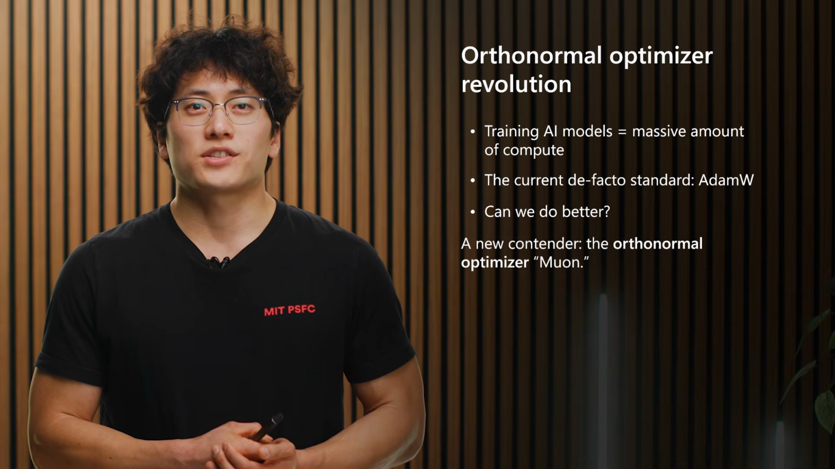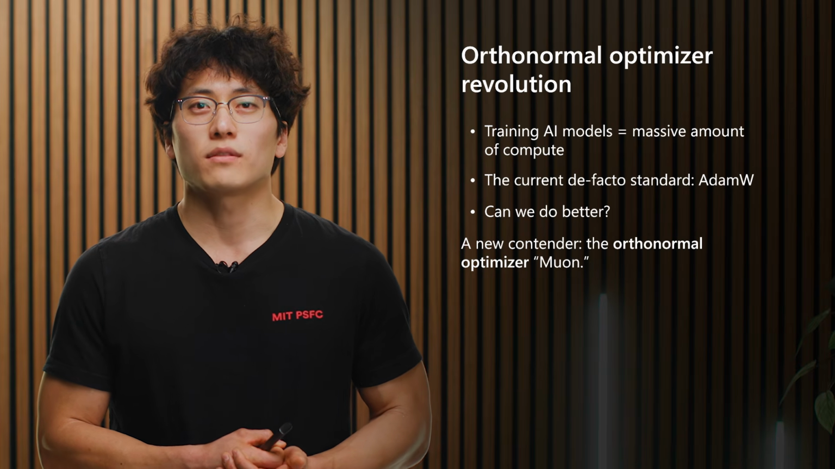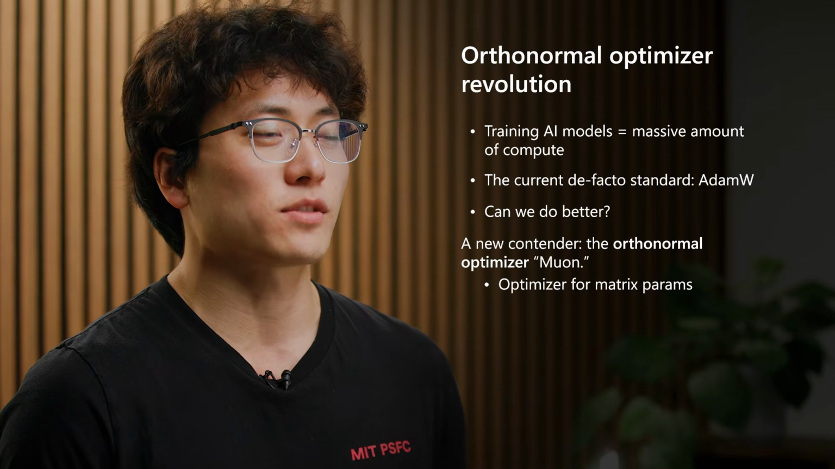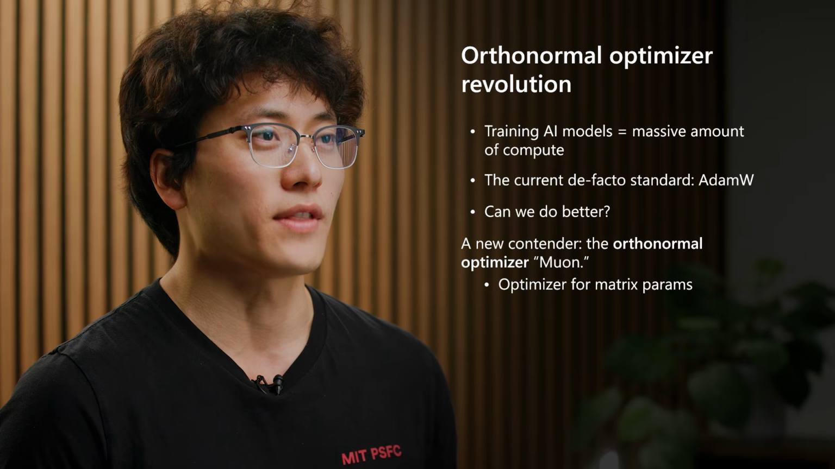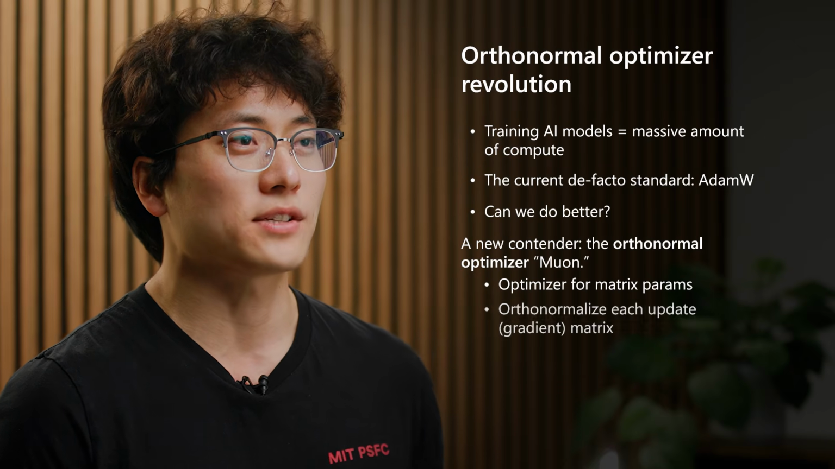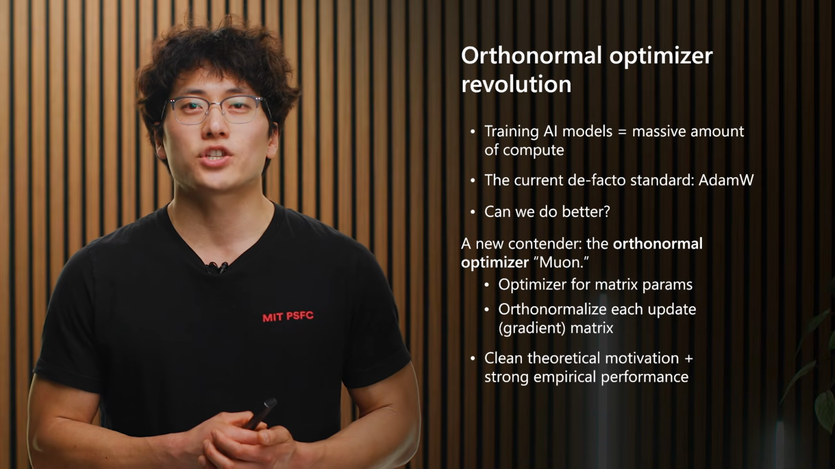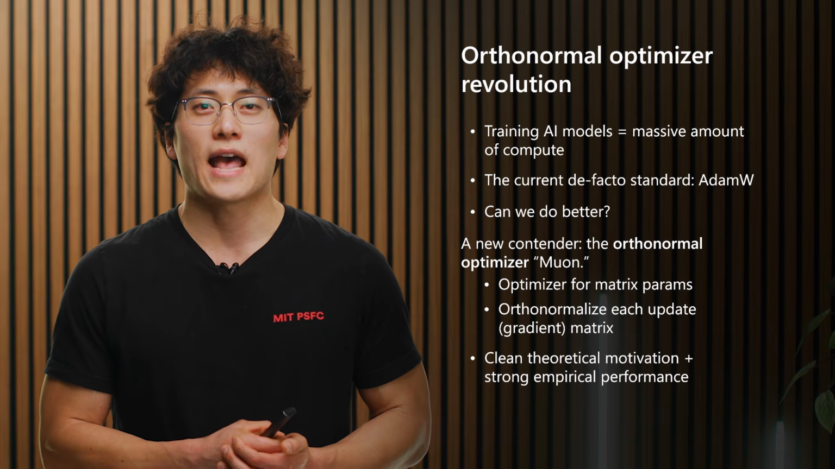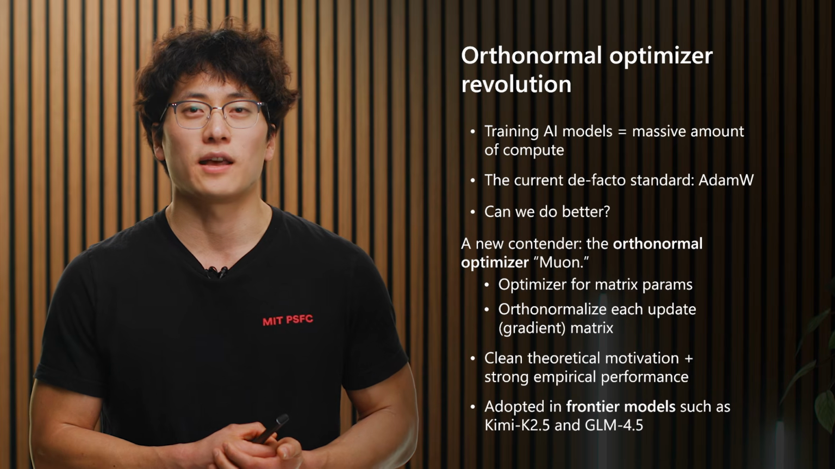Recently, there is a new contender for AdamW called Muon, which is the orthonormal optimizer. It is an optimizer for matrix parameters, which make up nearly all parameters in modern neural networks. The key idea here is to orthonormalize each update matrix. It has clean theoretical motivation and strong empirical performance. In particular, it has been adopted in frontier models such as Kimi and GLM.